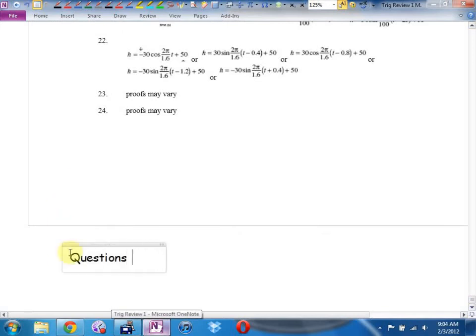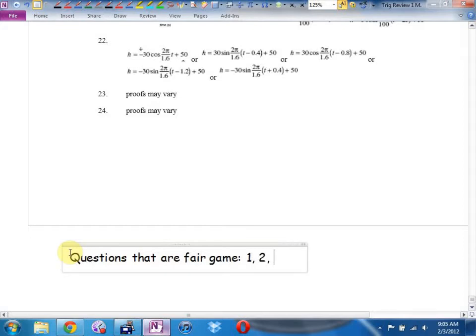Trig review number one, yes? Okay. One is fair game. Two is fair game. Three, since you can't do that one without a calculator, is not fair game, but you should know how to go from radians to degrees. Four. Five is a word problem. That comes later.